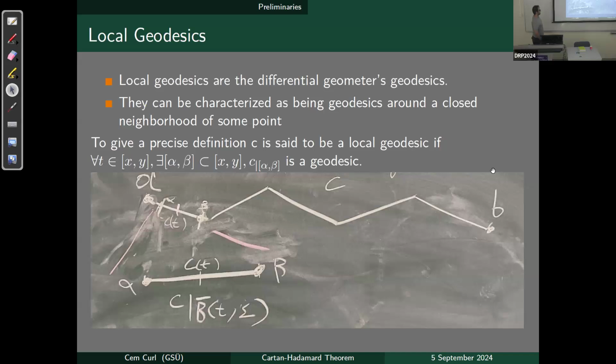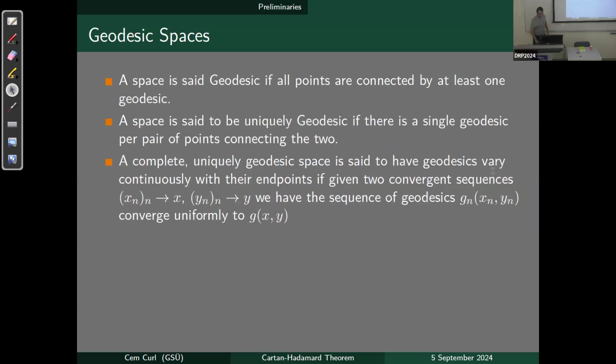This is a local geodesic. Sorry, this is the ugliest picture here. They're like differential geometry's geodesics because they preserve the geometric structure of metric spaces that we care about locally. They can be characterized as being geodesics around a closed neighborhood of some point. That's what I'm trying to depict, actually. It's a geodesic here when you restrict it to some closed interval. You can see it like that.